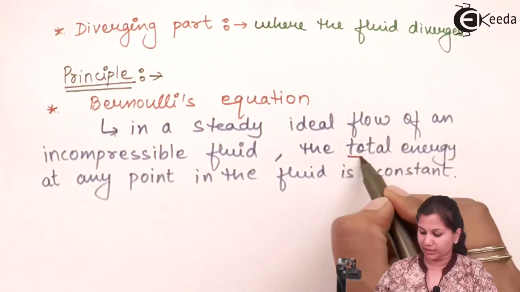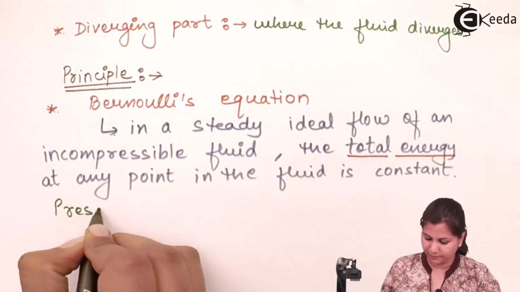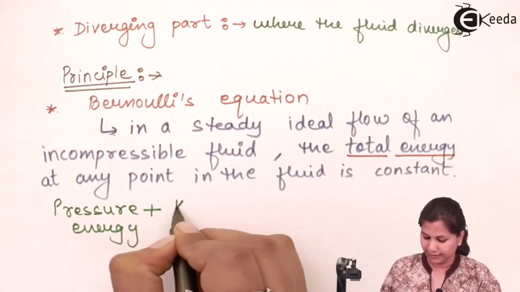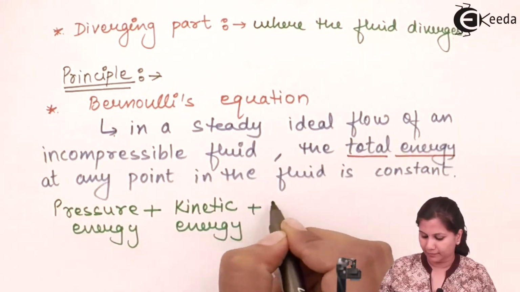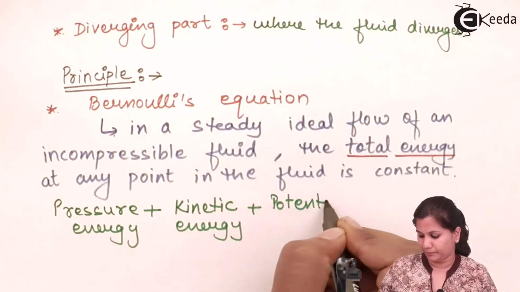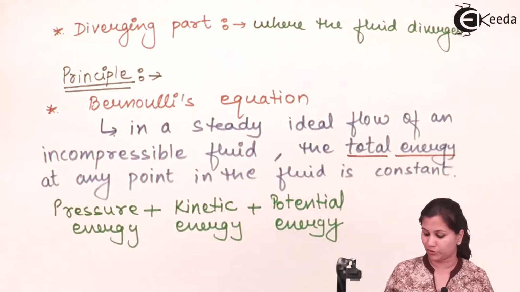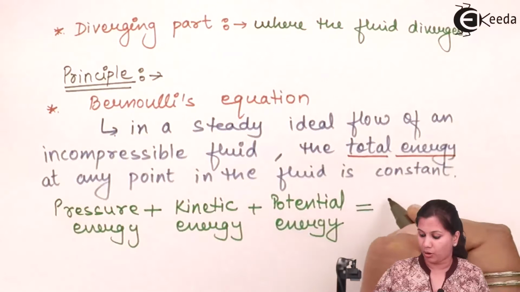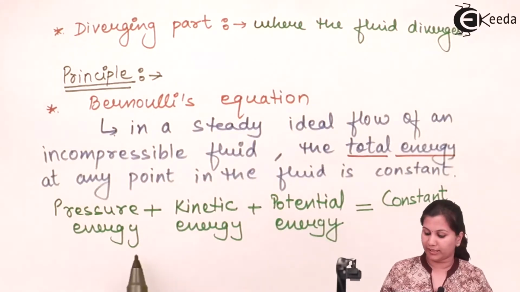Now this total energy consists of three parts. It consists of pressure energy plus kinetic energy plus potential energy. Potential energy, or we can say the static energy, means at rest position. So pressure energy plus kinetic energy plus potential energy is constant. So this is what Bernoulli's equation says.